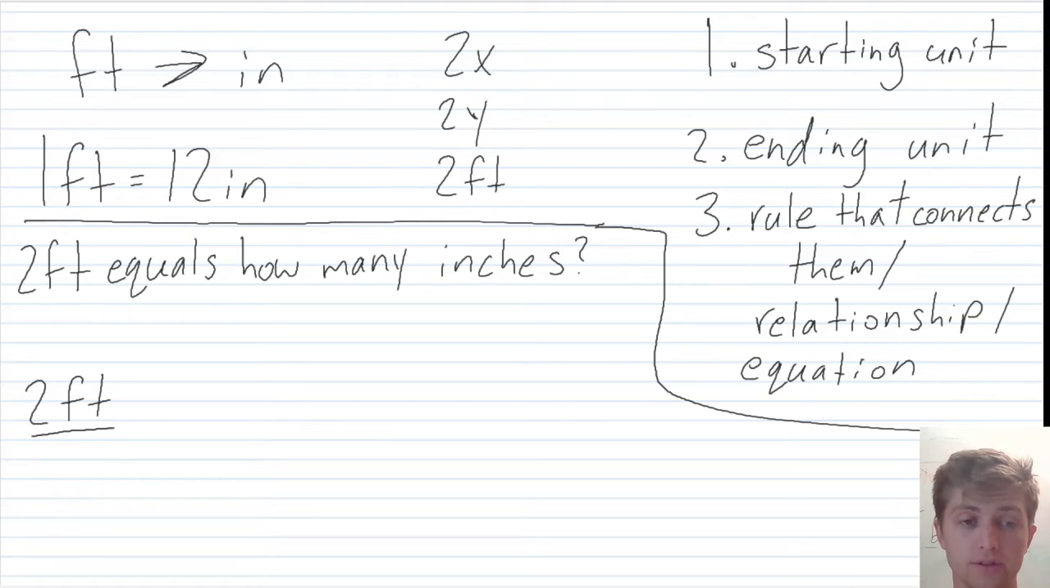2 feet equals 2 feet over 1 if we wanted to make it a fraction. And we want to get to the point of inches. We want our ending units to be inches. We don't know how many yet, although you probably figured it out, but let me just show you the process.